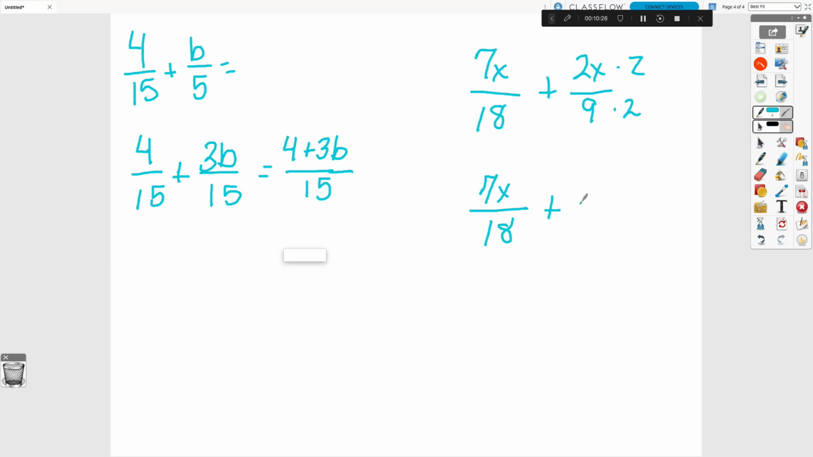2 times 9 gives me 18 on the bottom. 2 times 2x gives me 4x on the top. Now I can add those together. My bottom stays 18. 7x plus 4x is 11x. And that's my answer. I can't simplify or change that.